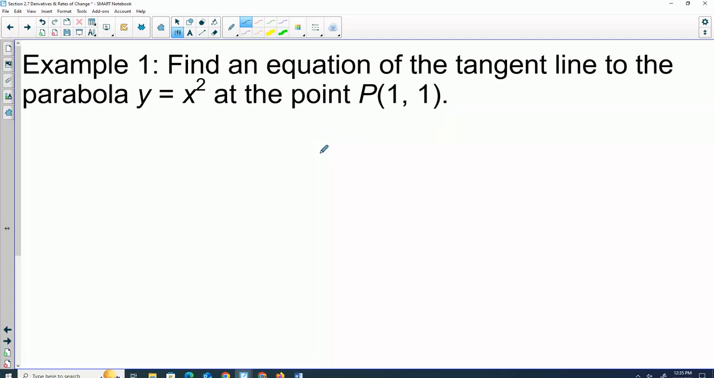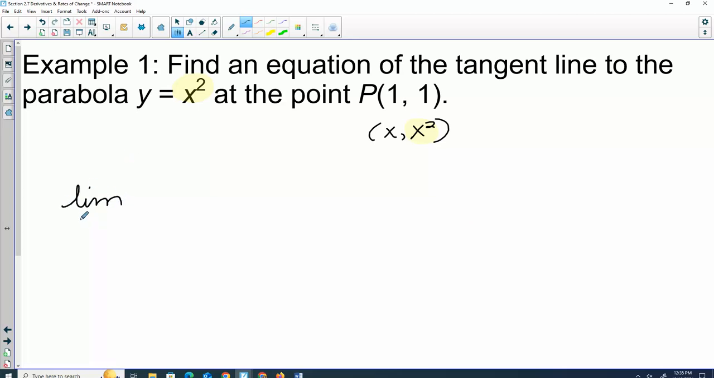To find slope, how many points do we need? 2. So one of those is (1, 1). The other one is x and y. But what is y equal to? f of x. Yes, and specifically in this problem, x squared. So my y is x squared. Substitution.